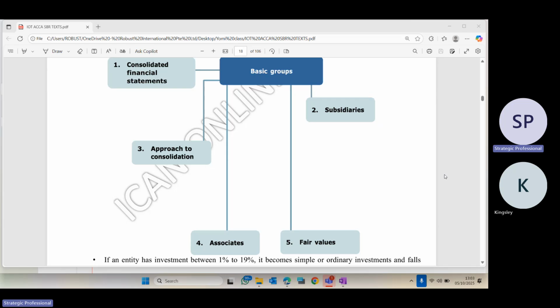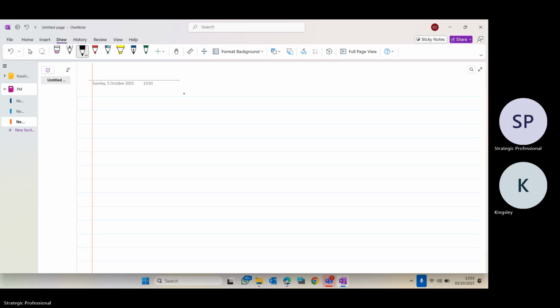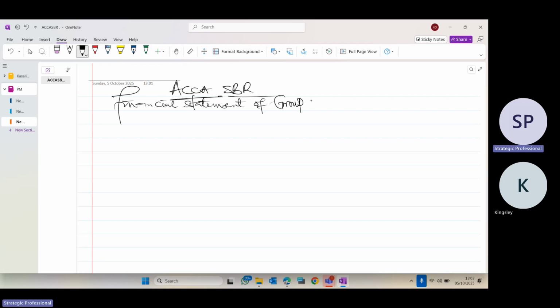When we talk about consolidation, it is financial statements of group entities. It is worthy of note that, for the various consolidation procedures, let's first of all talk about the various investments that we have.